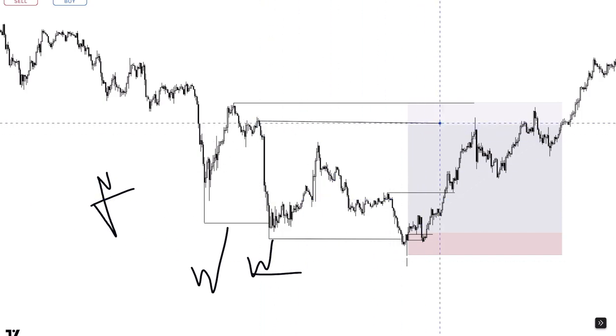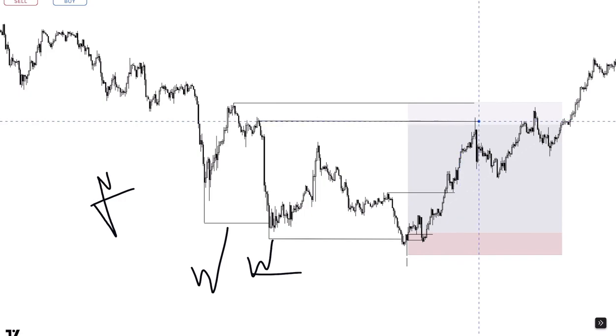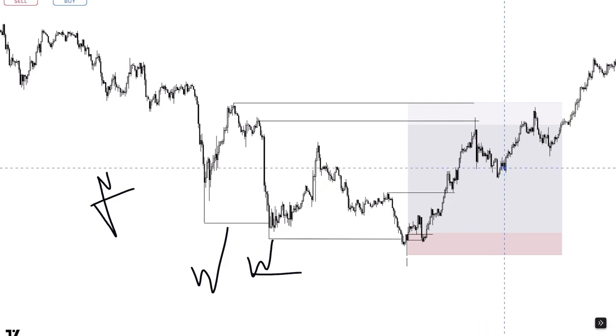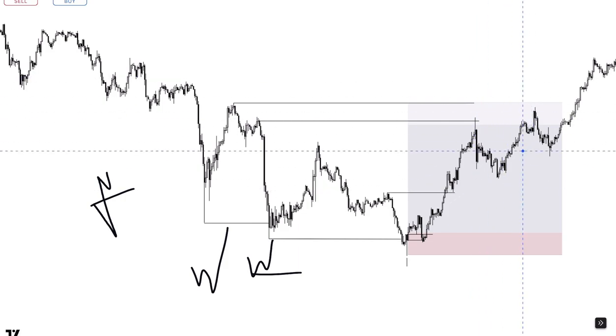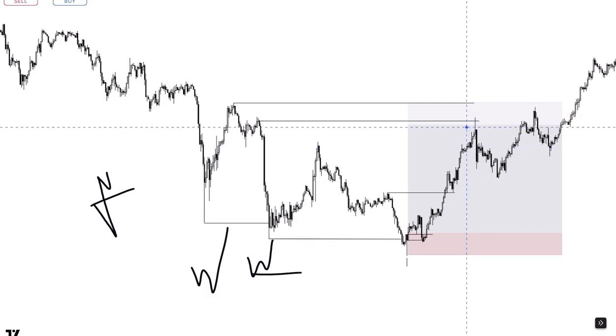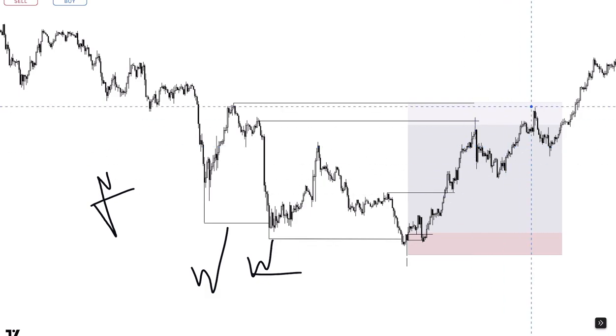And rejection blocks, usually their job is to produce a retracement before reaching the final target. Rejection blocks are used to produce a retracement before the final target. That's a quote.